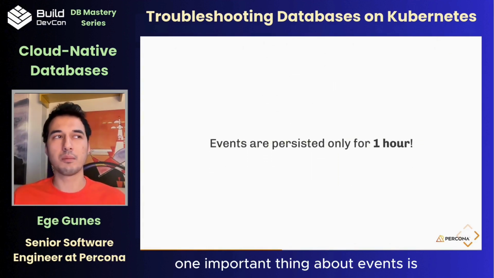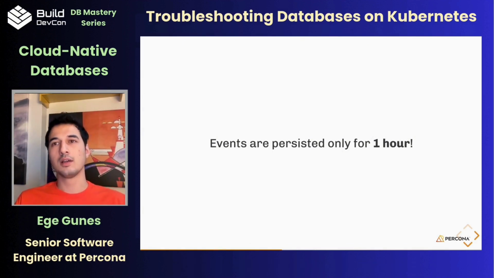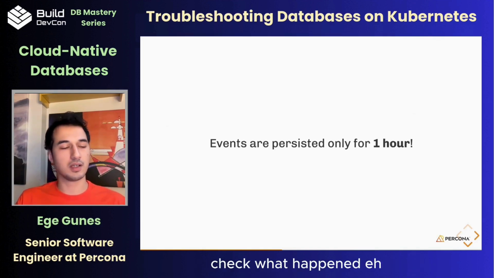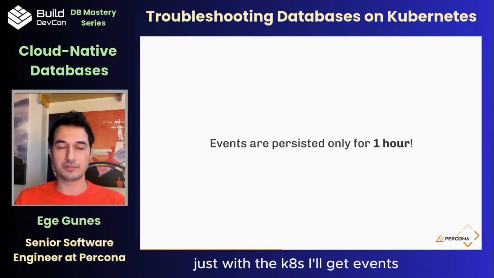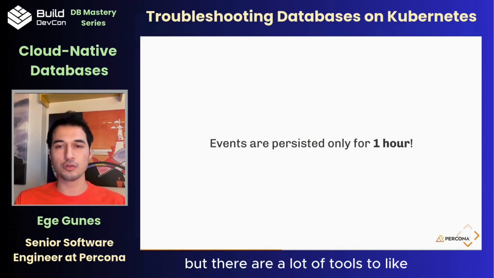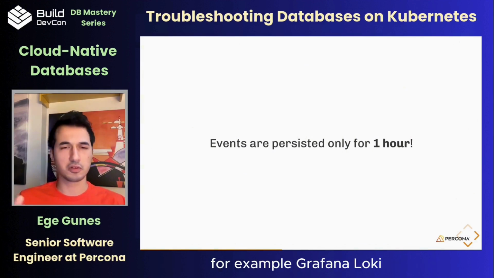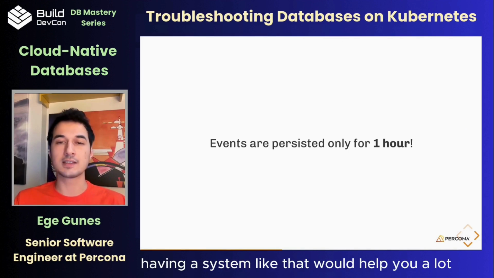One important thing about events is they are persisted only for 1 hour. That means if you have a problem and you want to check what happened before 1 hour, you cannot see that with just kubectl get events. But there are a lot of tools to collect events and store them somewhere, for example, Grafana Loki and Elasticsearch. Having a system like that would help you a lot.